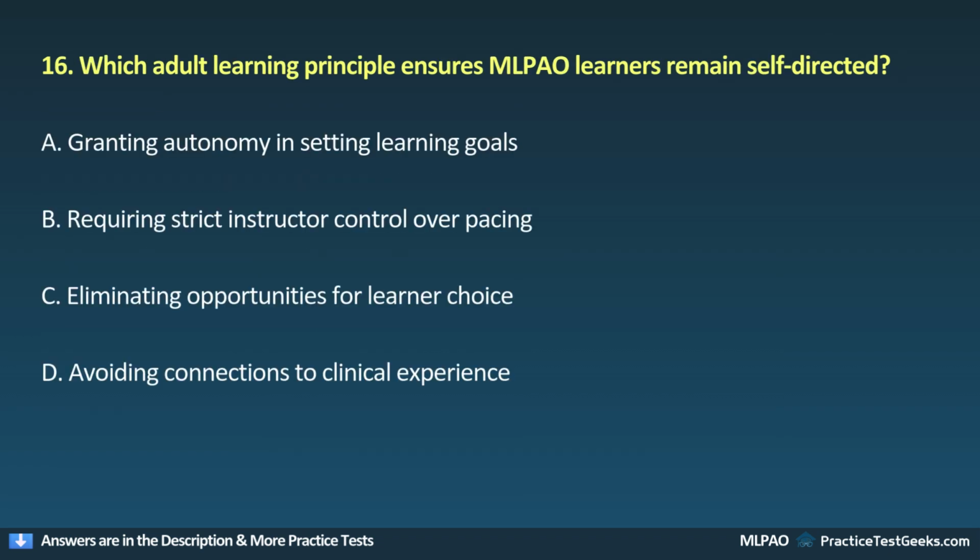16. Which adult learning principle ensures MLPAO learners remain self-directed? A. Granting autonomy in setting learning goals. B. Requiring strict instructor control over pacing. C. Eliminating opportunities for learner choice. D. Avoiding connections to clinical experience.